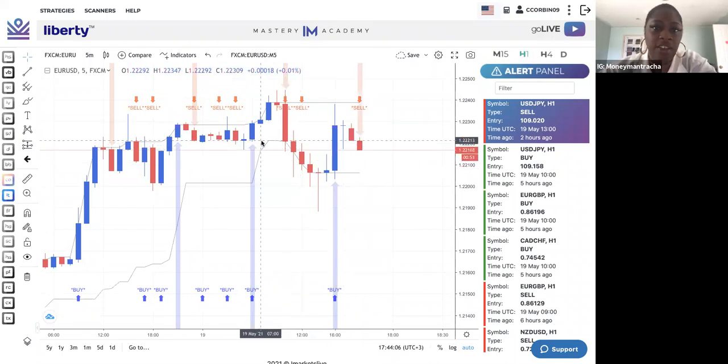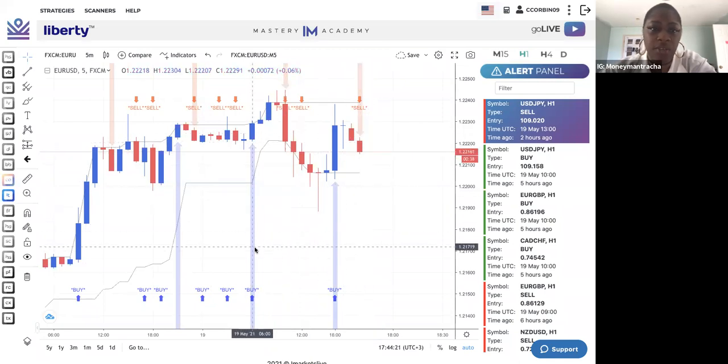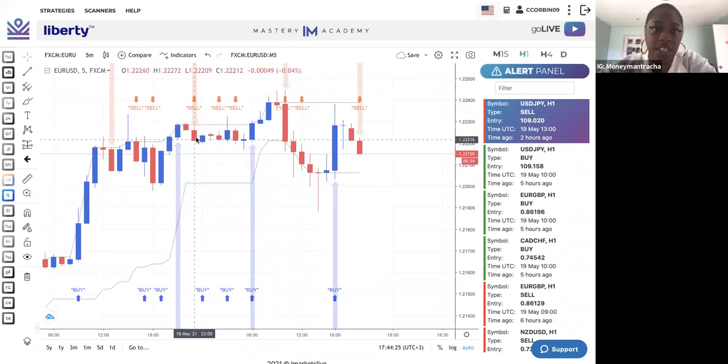Now, when it comes to finding an entry point, first you need to determine if the ride is on an ascent, if the ride is on a descent, or if the ride is actually moving sideways. So we clearly see that the ride is dropping. If it's a blue candle, it's most likely going up. If it's a red candle, it's most likely going down. If it's not going up and down, it's literally consolidating. We know we should be focused on a sell right now.